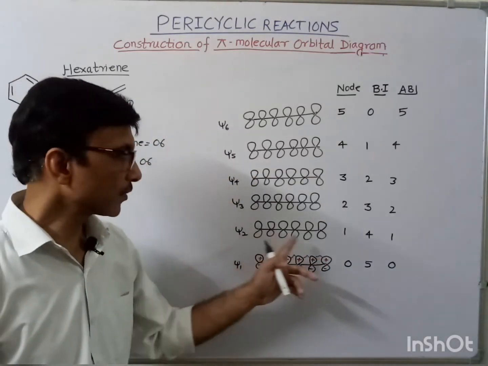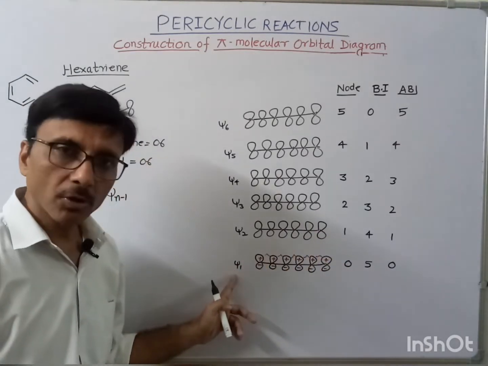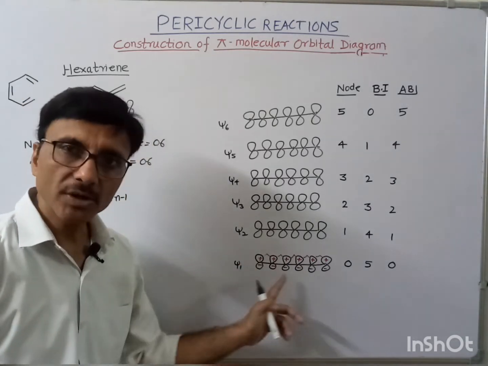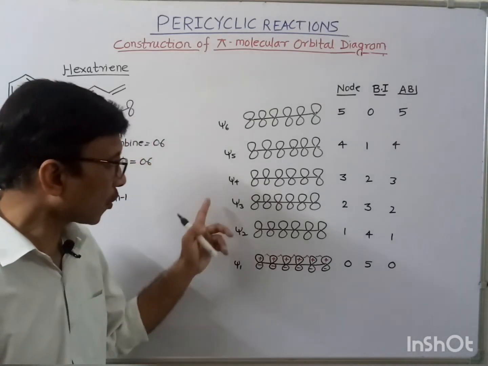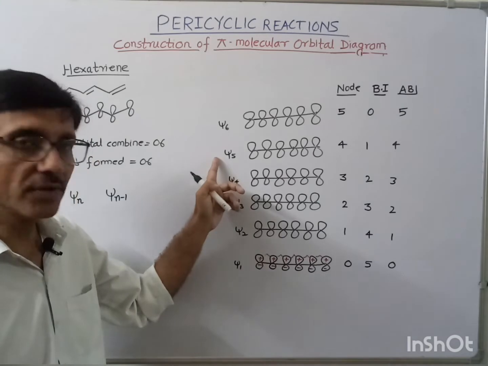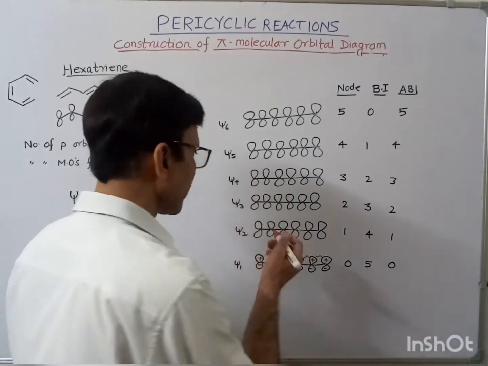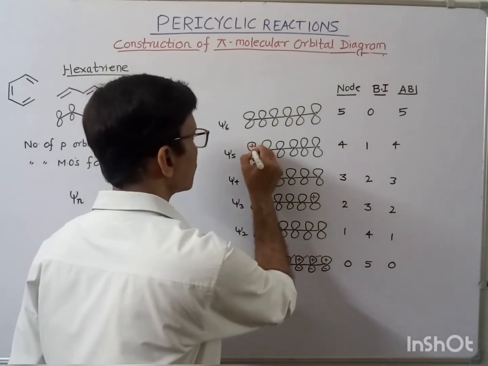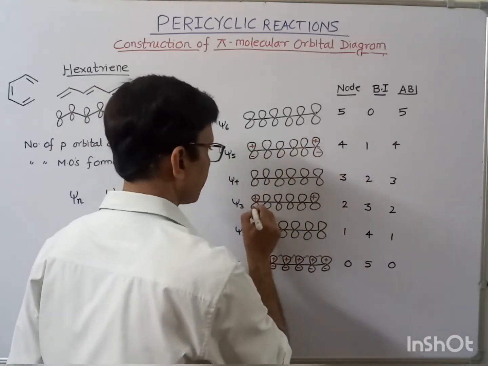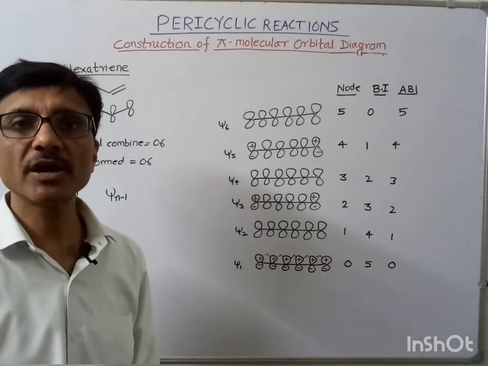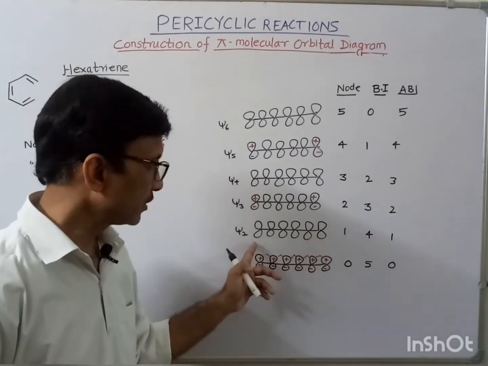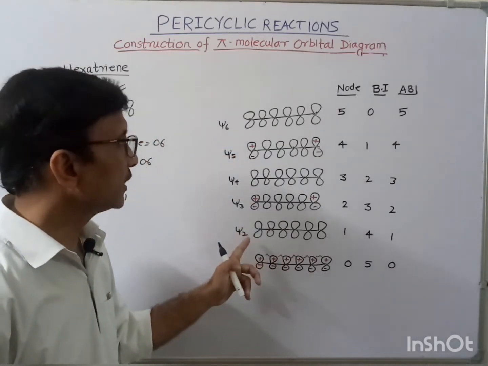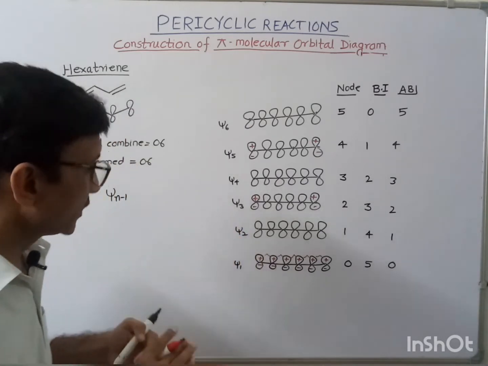Now psi2, the number of nodes is 1. So this is an even molecular orbital. For all odd molecular orbitals, psi1, psi3, psi5, I told you the rule: the end orbitals should have the same sign, plus plus. Even molecular orbitals, psi2, psi4, psi6, should have the end orbitals with the opposite sign.